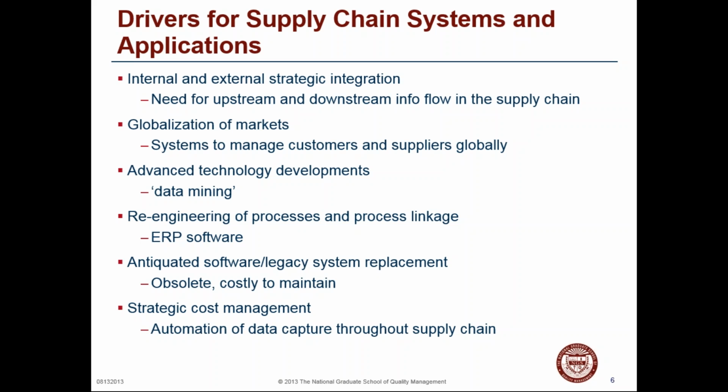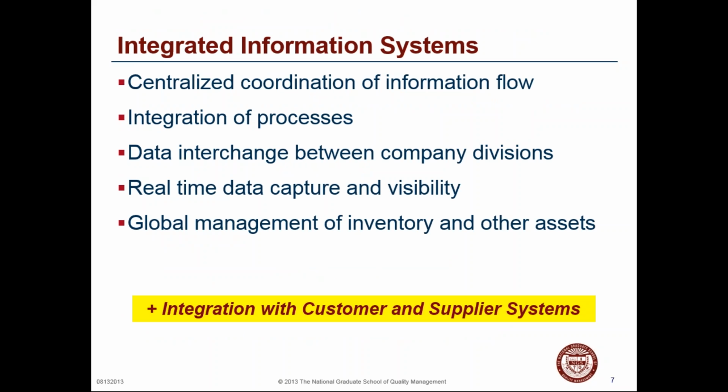And then the antiquated software and legacy systems are constantly being replaced. They get obsolete, they're costly to maintain. The newer systems are much more affordable, and they do a lot more. And then strategic cost management, right? That automation of all that data through the supply chain so you can make those adequate business decisions. So integrating the information systems.